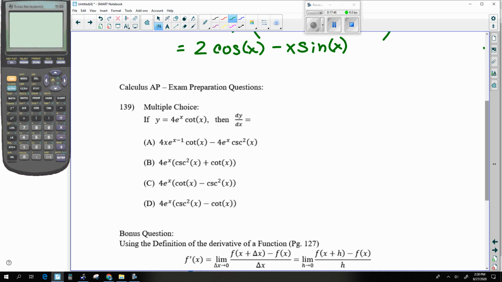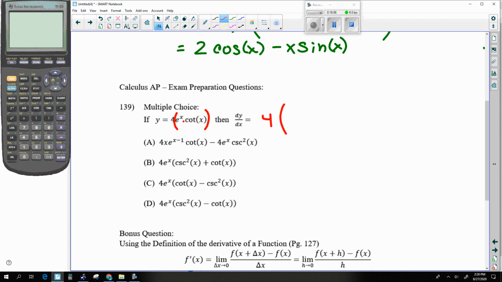Y is equal to bleh, and dy dx is equal to whatever. All right, so I'm going to recognize that as the break right there. Actually, I'll think of it like this. Think of it like that. So 4 is going to be chilling.